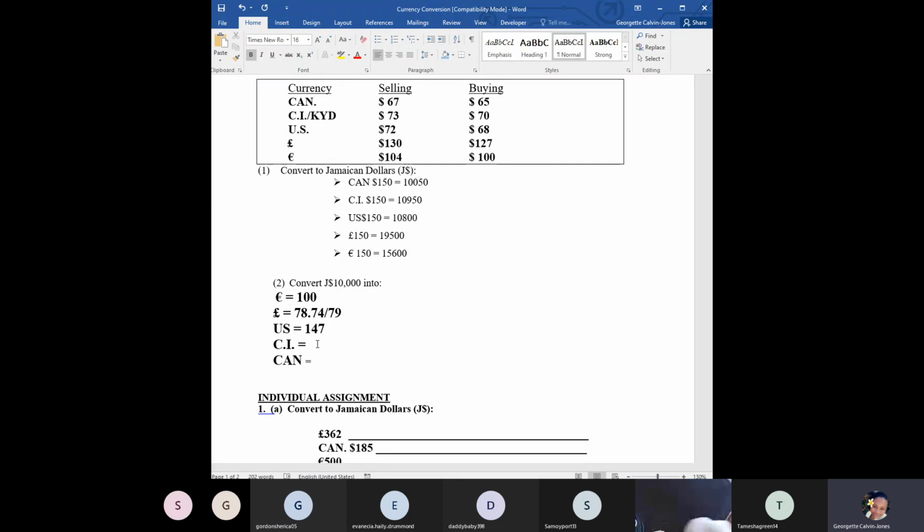What's this one? CI. 143. Yes, it's rounded off. It's 142.86 or 143. We'll work with either. And the Canadian: 154. You round it off as well, so that's good. All right, so we good, everybody? Somebody else other than Sharika answer me for the rest of them now.